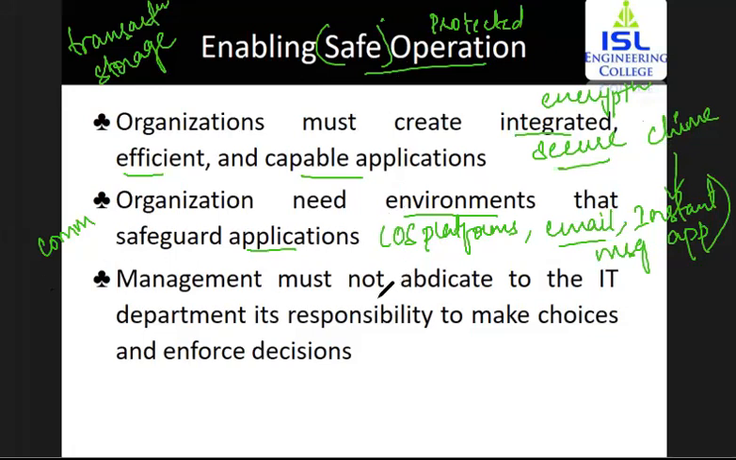The next is management must not abdicate to the IT department its responsibility to make choices and enforce decisions. Once you've got all the infrastructure in place, the management must understand that they should not just force the IT department to do this and that. The IT department has its own reasons so that they can make decisions to safeguard the entire infrastructure or the entire organization.